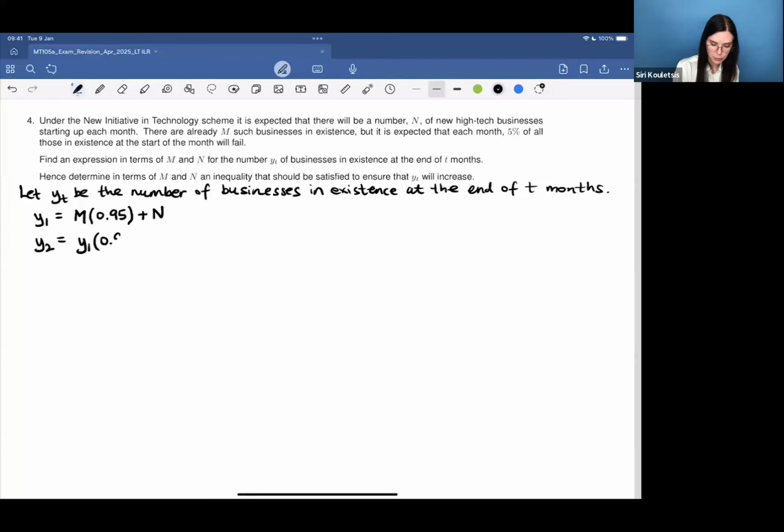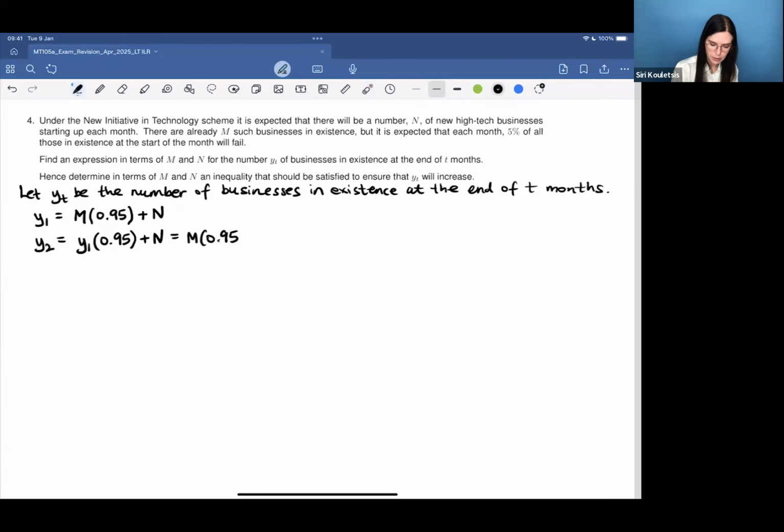But by the end of month 2, 5% failed. So we were left with 95% of those. But then during month 2, another N businesses started up. Now this expression is not so useful to us as it stands to build the pattern, but we can replace Y1 here with the expression we found for Y1 above. So we are going to multiply this entire expression for Y1 by 0.95, and then we add N.